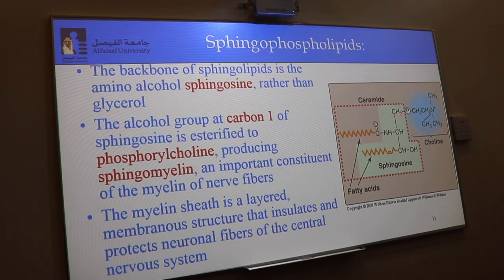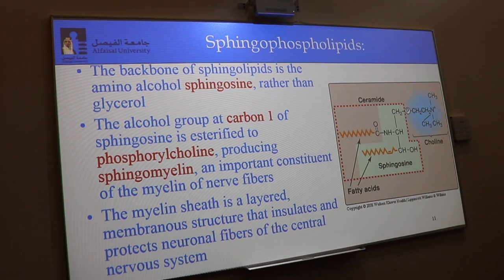So this is carbon number 1. We said that when you have a phosphocholine, why phosphocholine? Because this is choline in blue, and in white it's phosphate. So this is phosphocholine. The whole structure is called sphingomyelin, and it is the component of the myelin sheath. It's present in the myelin of nerve cells. It protects the neuronal fibers of the central nervous system, and you know the importance of this structure in the nerve fibers. Okay, is it clear?